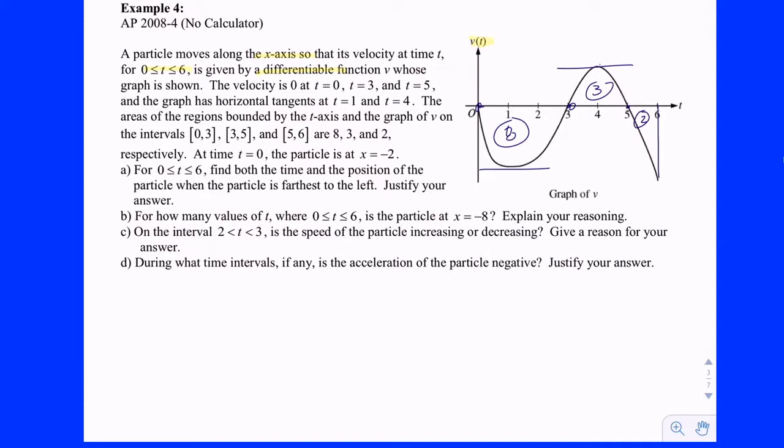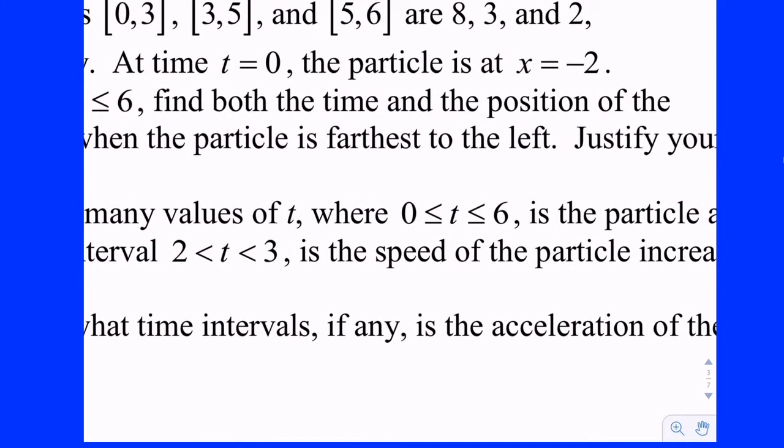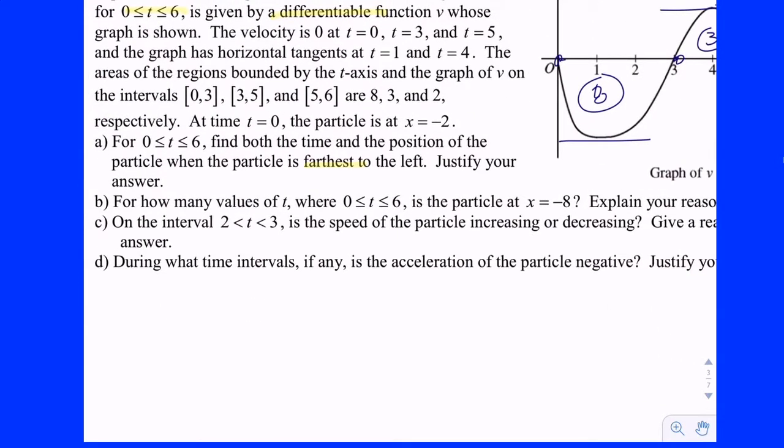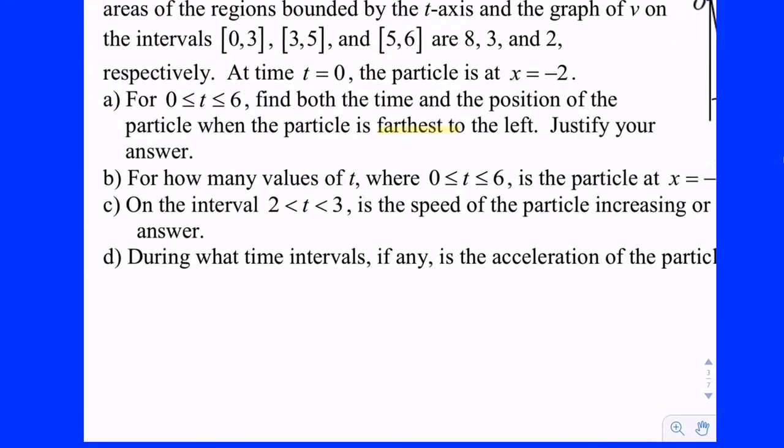From 0 to 6, find both the time and the position of the particle when it is farthest to the left. Justify your answer. Ooh, we have a superlative case there. Anytime you have a superlative case, it's really an optimization problem. We're trying to maximize or minimize. If it's farthest left, on part A we're trying to minimize its position. If it was farthest right, we'd be looking for the maximum position.